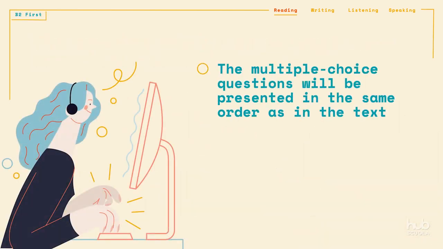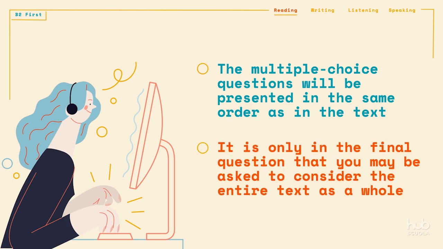The multiple-choice questions will be presented in the same order as in the text. In other words, the information needed to answer the first question will be contained within the first part of the reading. The information needed to answer the second question will be contained within the second part of the reading, and so on. It is only in the final question that you may be asked to consider the entire text as a whole.